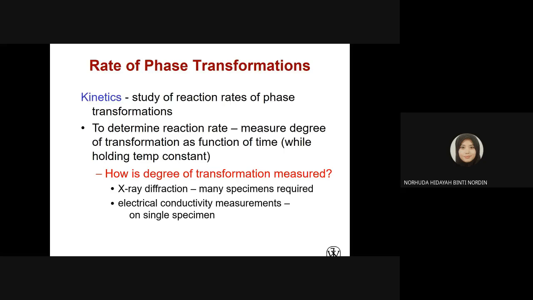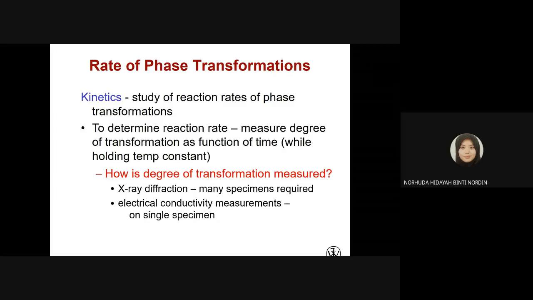Now, rate of phase transformation. What is the rate of phase transformation? It means that you want to study how fast the austenite transforms to pearlite. How fast? That is what we call kinetics, the reaction rate. When we call it rate, it usually depends on time, right? So we want to know the rate of phase transformation of one phase to another phase.